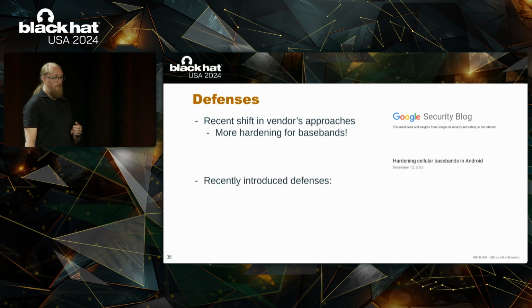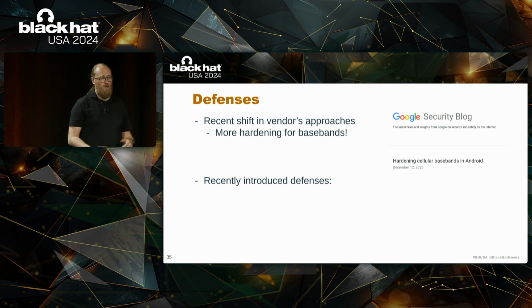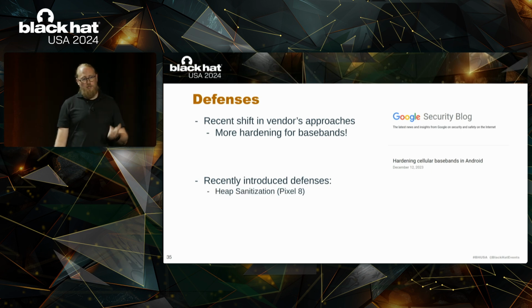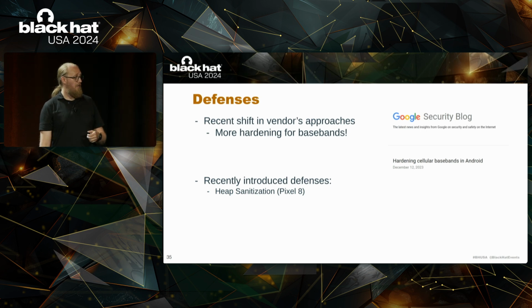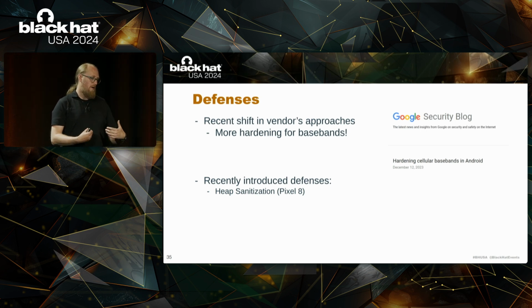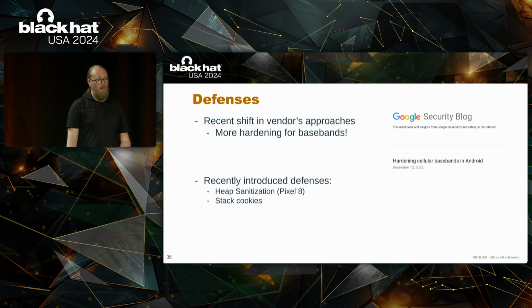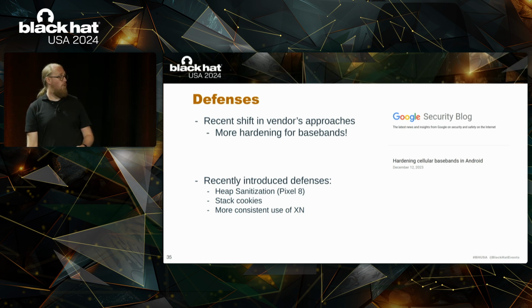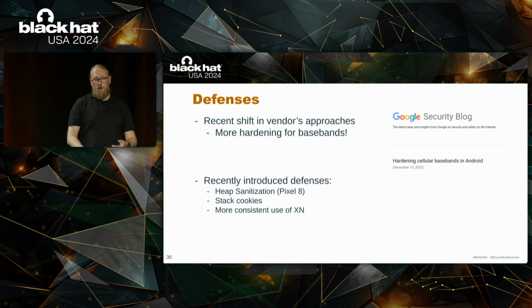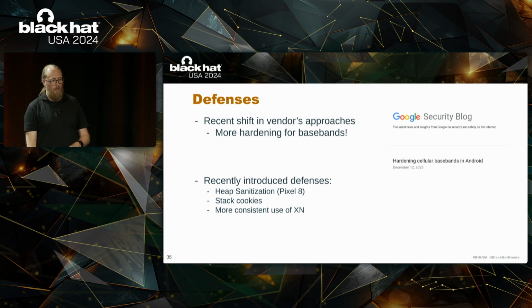Just to give some examples, we see a lot of recently introduced or more used defenses. For instance, in the Pixel 8 phone, we saw a heap sanitizer, which provides additional hardening to vulnerabilities on the heap. So exploiting heap buffer overflows becomes a lot harder. We also saw more consistent use of stack cookies or the execute never bit, so data execution prevention for ARM, so that in the end, there's not everywhere writable and executable code regions inside the baseband processor.